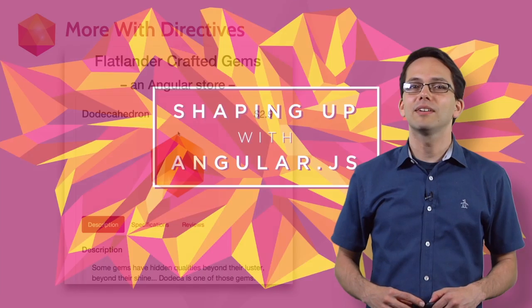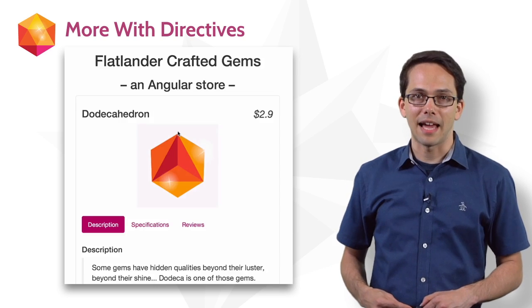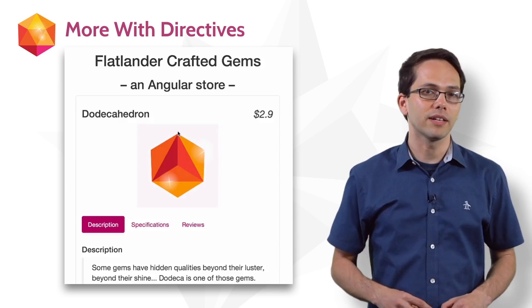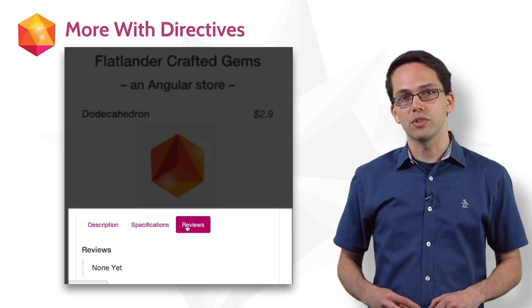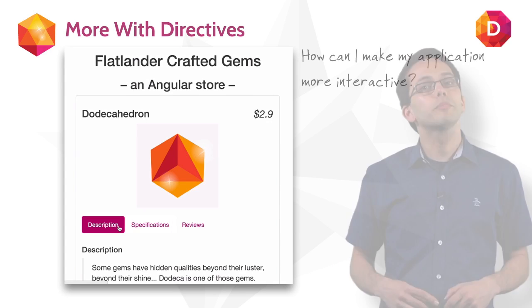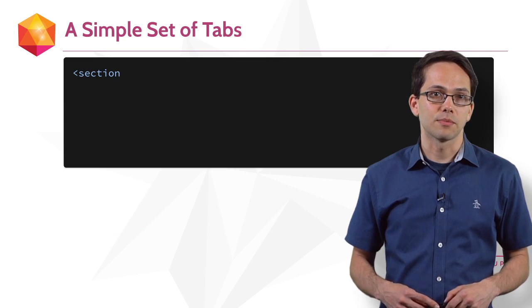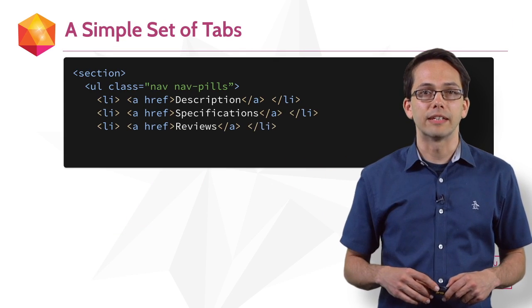Welcome back. Now let's add some more interactivity to our application by adding some tabs. As you can see, each of our products has a description, specification, and reviews tab. Twitter Bootstrap comes with some classes, which make it pretty easy to construct some tabs, like you see here.